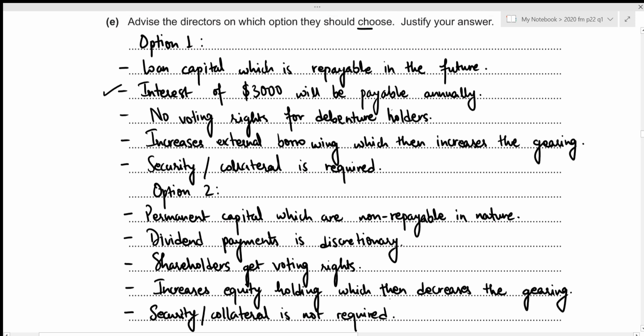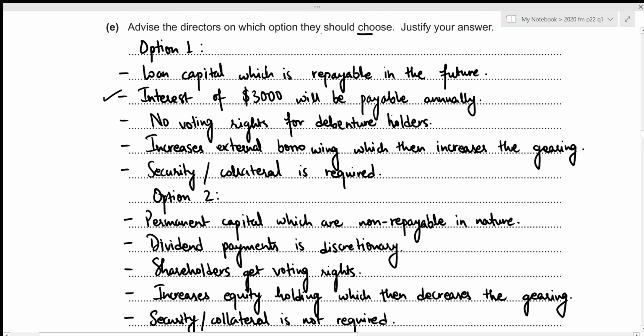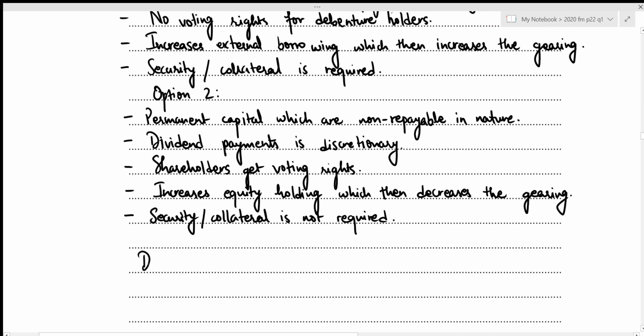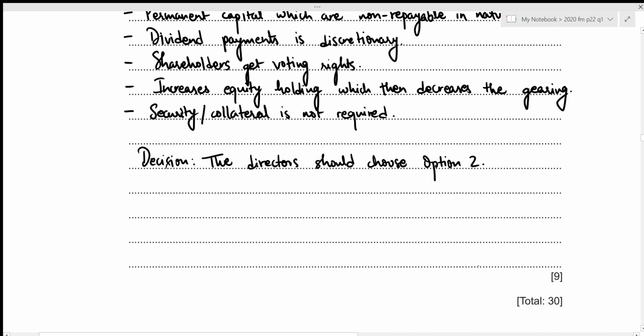Now, based on these factors, we now need to advise the directors on which option they should choose. So there is no correct answer for these kind of questions, but personally, in this case, I would always go towards rights issue of shares. So in this case, I will be advising the directors that they should go with option 2. Let's write that decision down clearly. The directors should choose option 2. Okay, this concludes the 5th part of this question as well as the entire question number 1 of 2020 February-March paper 2-2.